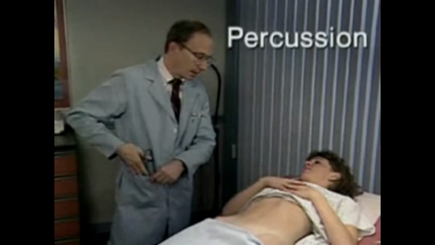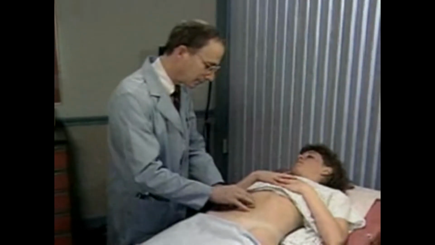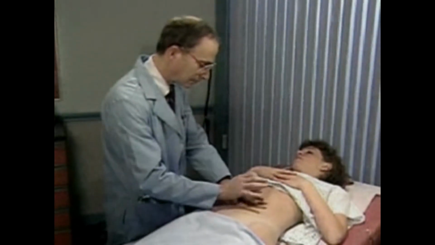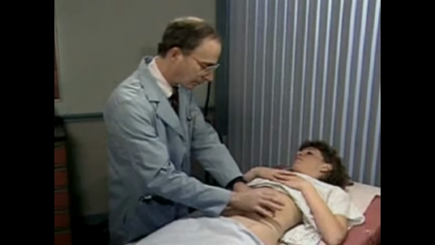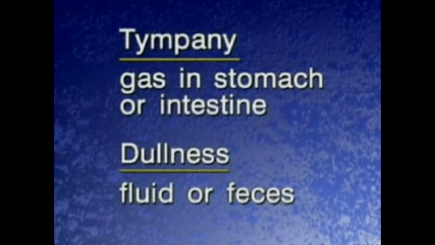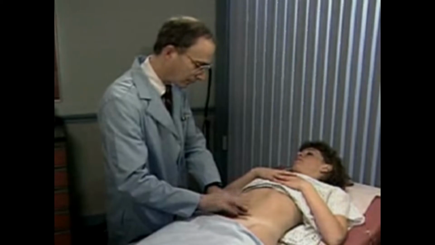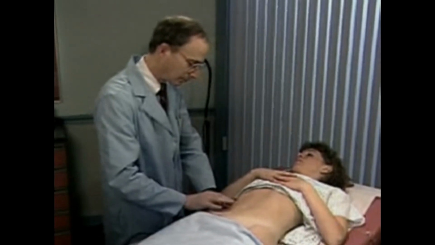Lightly percuss the abdomen to assess the distribution of tympany and dullness. Tympany indicates gas in the stomach or intestine. Dullness suggests fluid or feces. Note any large area of dullness that might suggest a mass or enlarged organ.